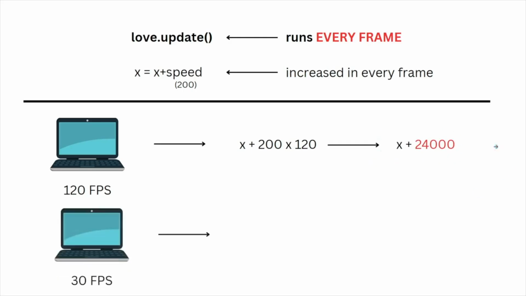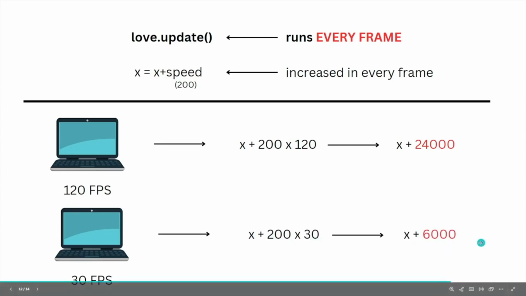The point is that on a device with a lower FPS, or let's say where a game is running at a lower FPS, the speed value will be added onto our x position value only 30 times. So our x position value will be increased relatively slower.